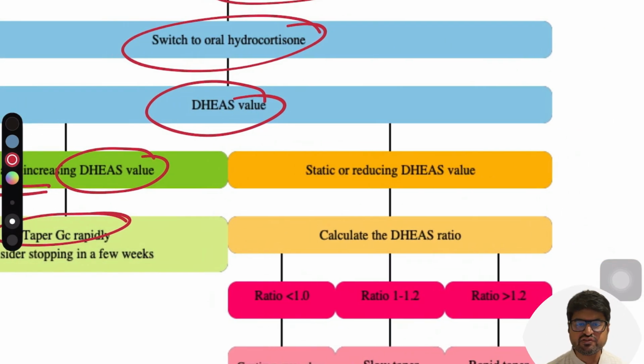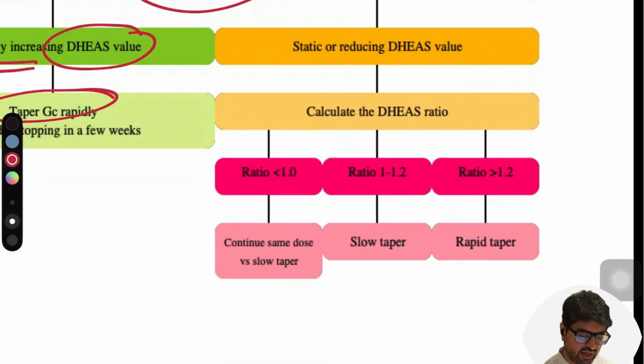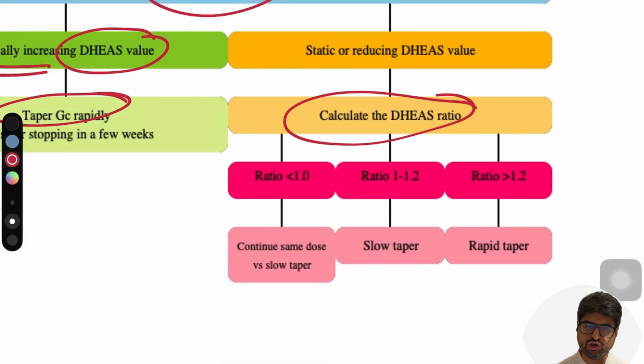But if the DHEAS value is either static or reducing, that means one of two things: either the underlying disease itself is a problem, or the ACTH and CRH axis, the HPA axis, has not completely recovered. In that scenario, I often see what is known as a DHEAS ratio. Remember, the problem with DHEAS is that it changes according to the age and gender of the patient.